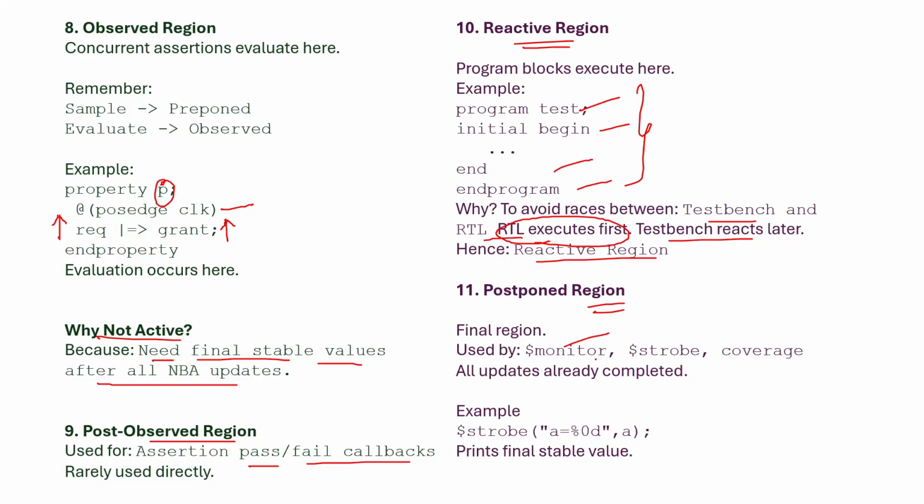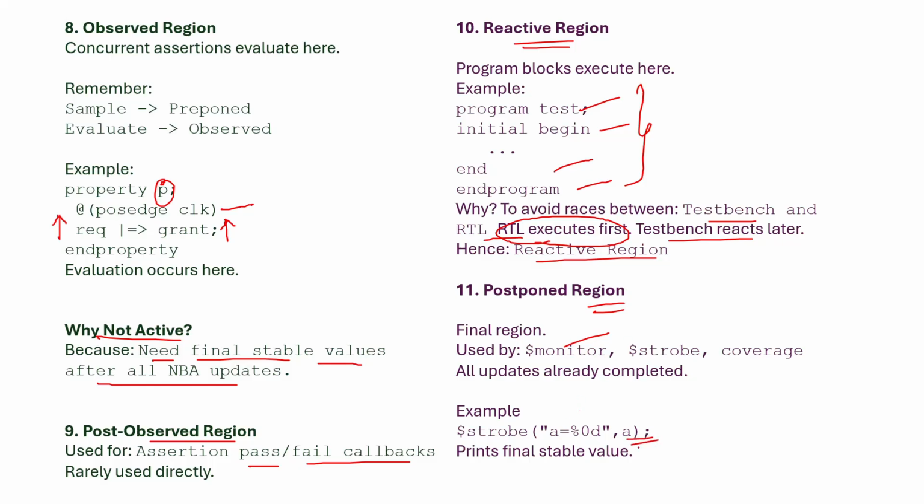$monitor will continuously check whatever values are updated, right? And postpone $strobe, the last updated value. Whatever the last updated value is, that will be executed by this $strobe. And we are also executing the coverages. Coverage codes we are writing, that coverage will be updated in this postpone region. Coverage means checking whether your functionality is executed properly or not, and whether your code is executed properly or not.